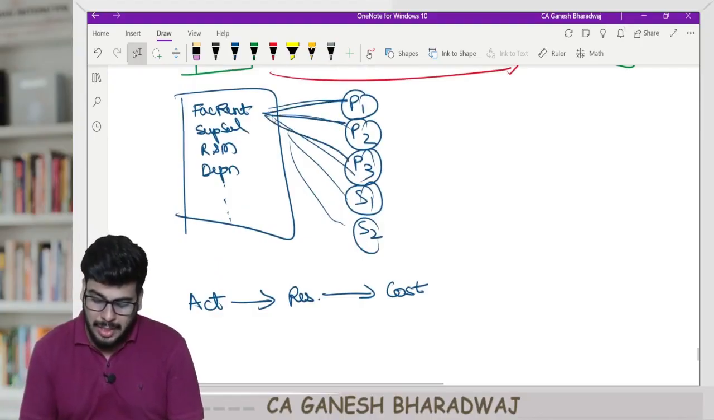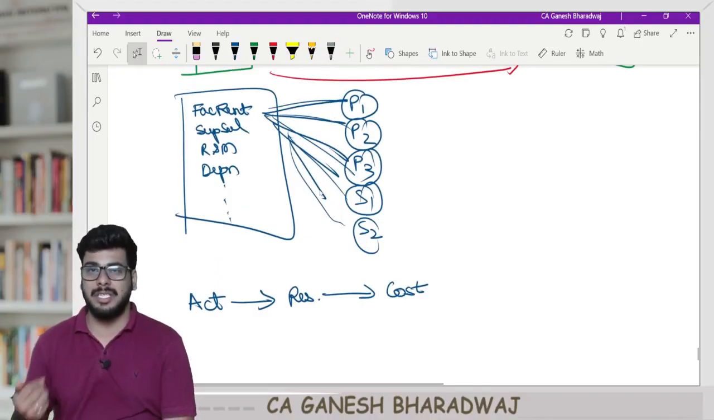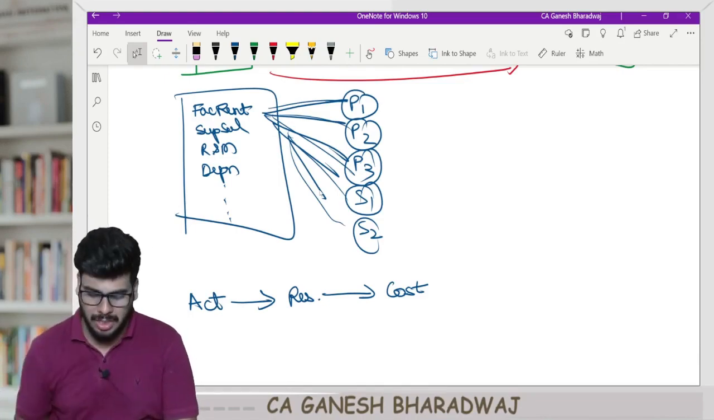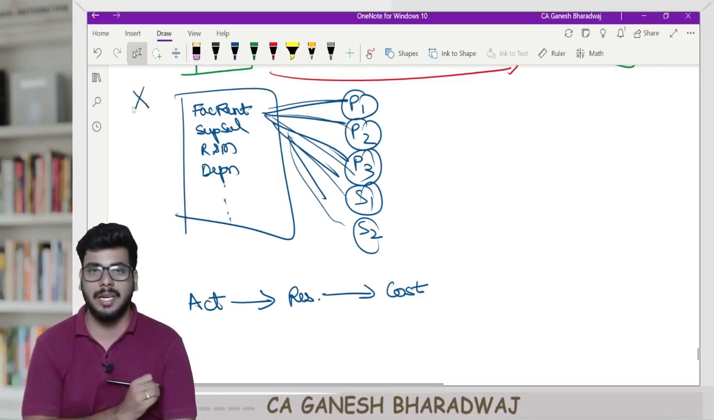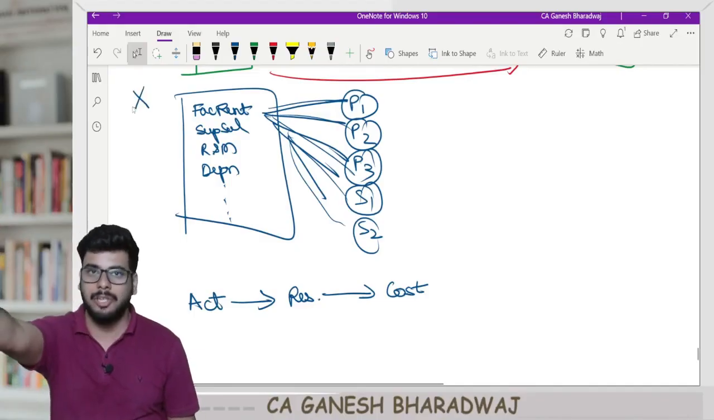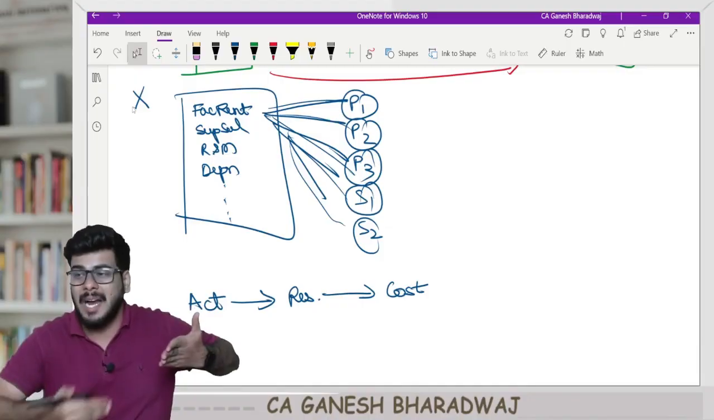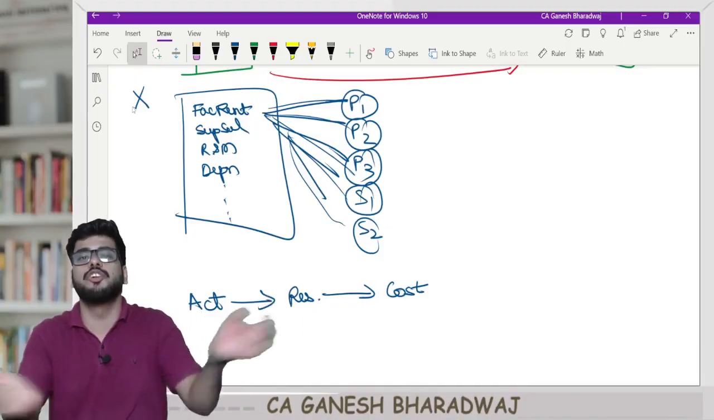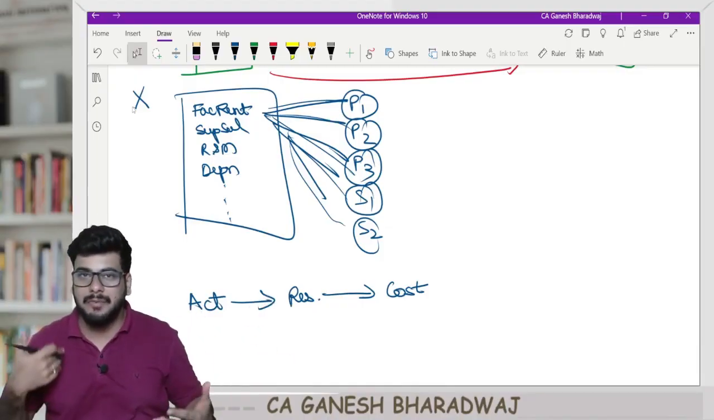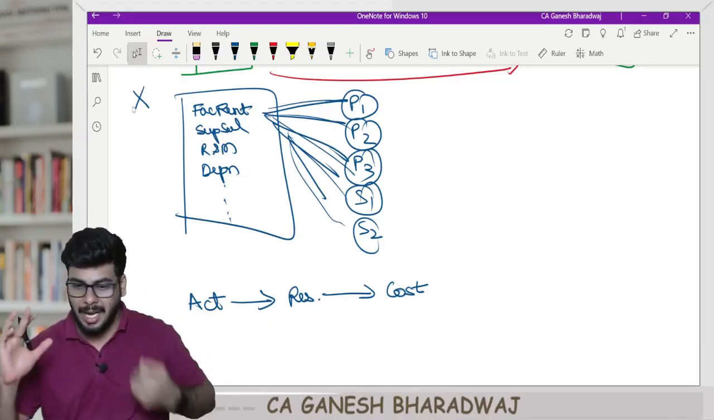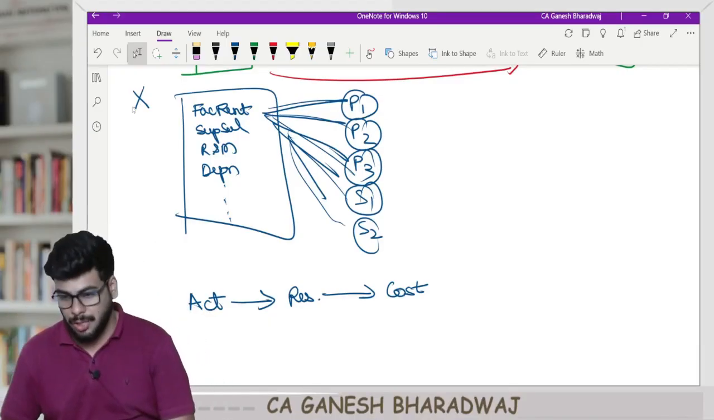apportioning the cost to the departments by giving a justification that the presence of department is the reason why I'm incurring the cost is absolutely incorrect. Ultimately, we are also going to find out only the overhead cost per unit, but the manner in which we are going to do it, we are not going to route it through departments. Instead, we are going to route it through activities. That is what ABC is saying. Are you clear with this, guys?